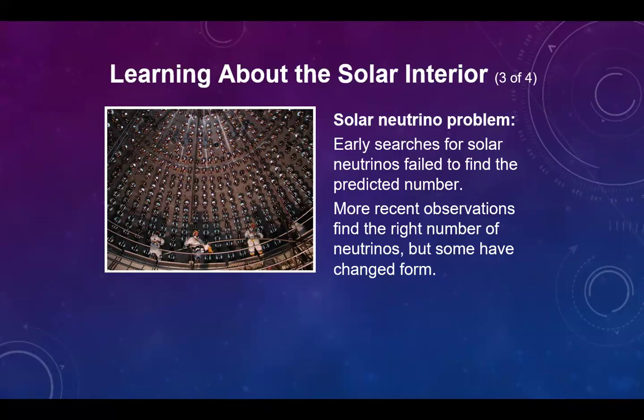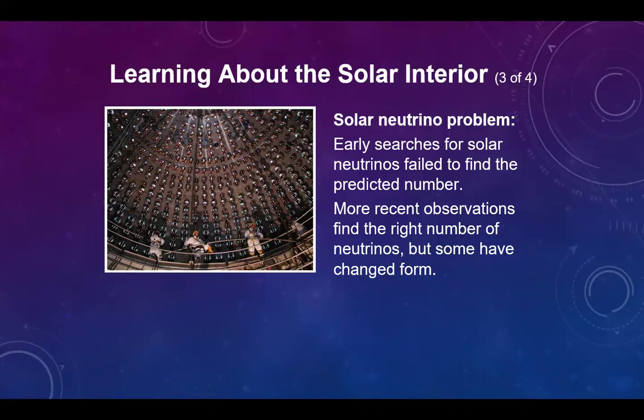Yeah. So early searches for solar neutrinos. There was a solar neutrino problem. So here is a detector. You can see this is the inside of the detector. This is a huge sphere that they fill with water with chlorine in it, and you can detect the neutrinos being generated. Early searches for solar neutrinos failed to find the predicted number. This was a big deal. They actually only saw about a third of the neutrinos they expected to see.